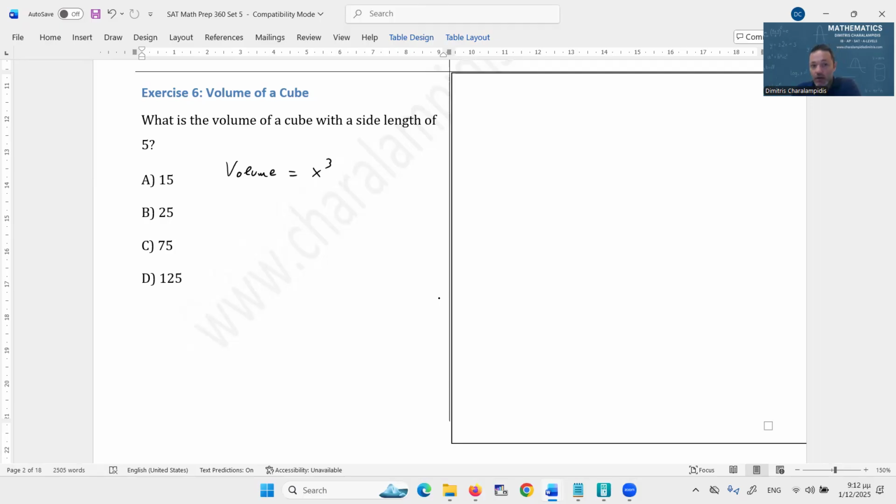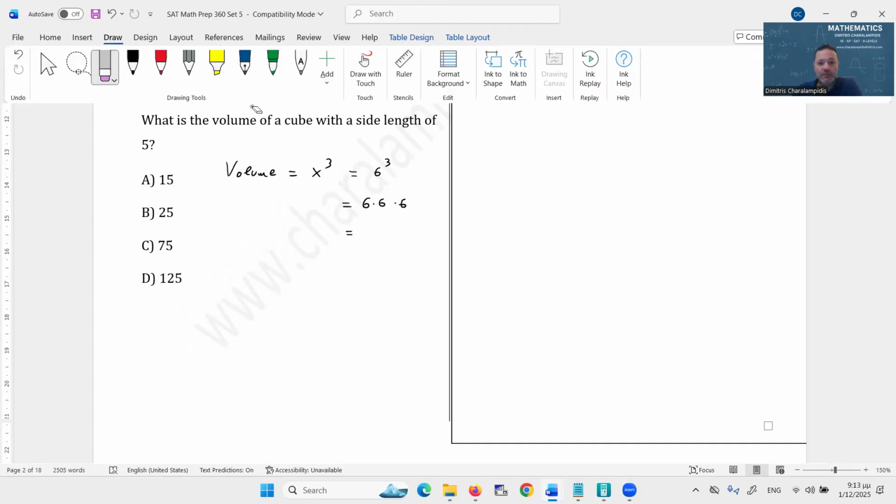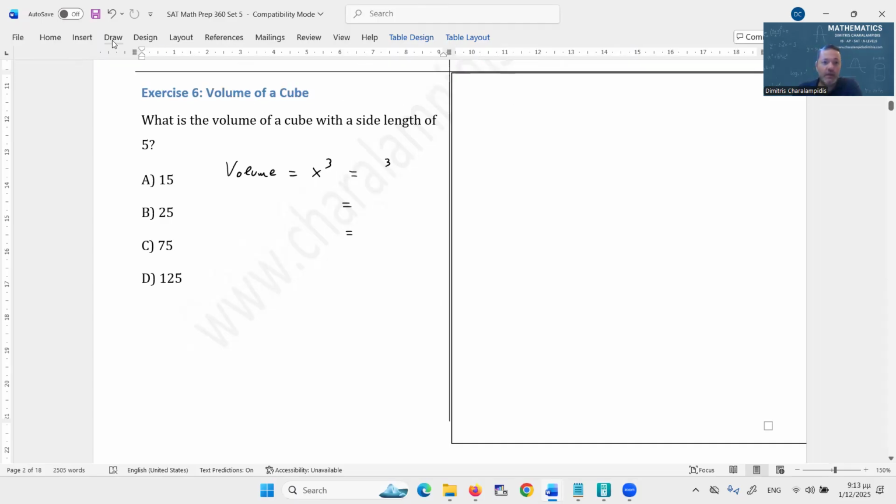So in our own case, in exercise 6, if the length of each one of the cube's sides is equal to 6, that would be equal to 6 to the power of 3, which is 6 times 6 times 6, and that is... sorry, it shouldn't be 6. Probably I was thinking something else. It would have been 5 cubed, so 5 times 5 times 5, which is equal to 125. So the right answer for this exercise would have been D.